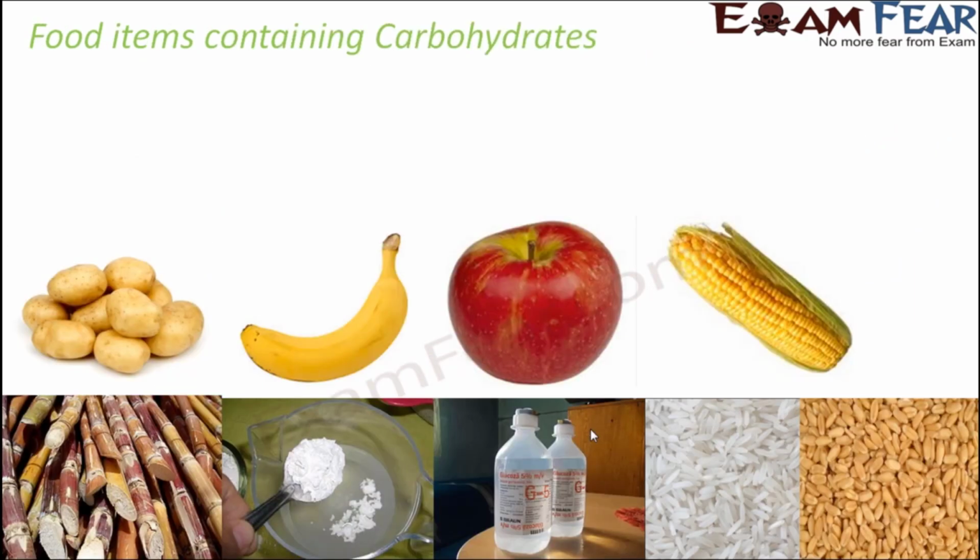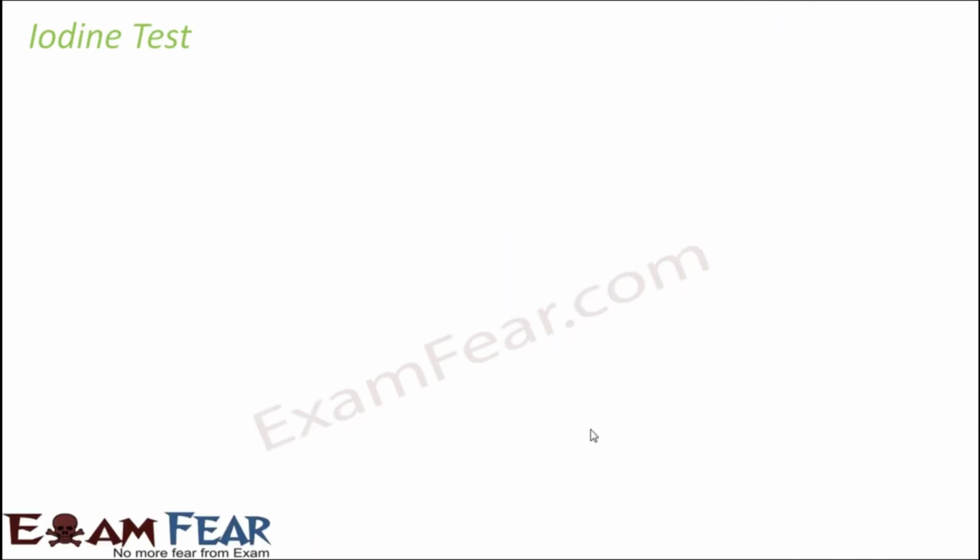Now some examples of food items which contain carbohydrates are potatoes, banana, apple, corn, wheat, rice, sugarcane, glucose. So these are all examples of food items which contain a lot of carbohydrates, or you can say which are a rich source of carbohydrates. Now this is something which I am telling you, that potato is a rich source of carbohydrate or wheat is a rich source of carbohydrate. But how do you prove that yes, potato contains carbohydrates?